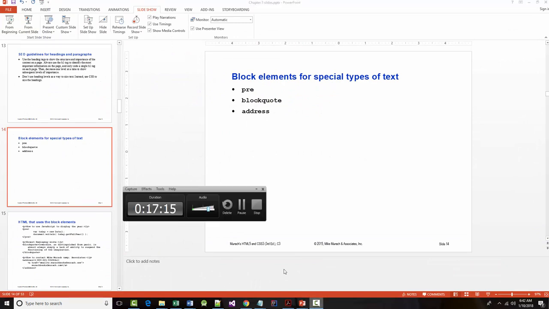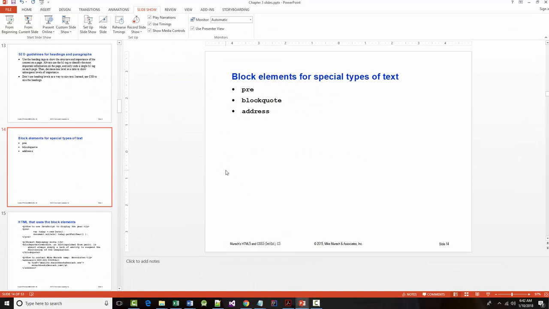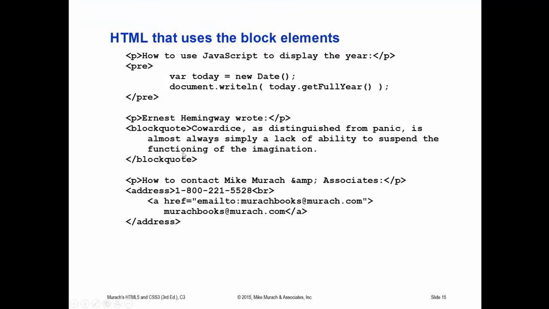Step it up here because I'm already at 17 minutes and I'm only a third of the way through. So let's step it up. Block elements. There's block elements and there's inline elements. These are all examples of block elements: P, pre, block quote, etc.